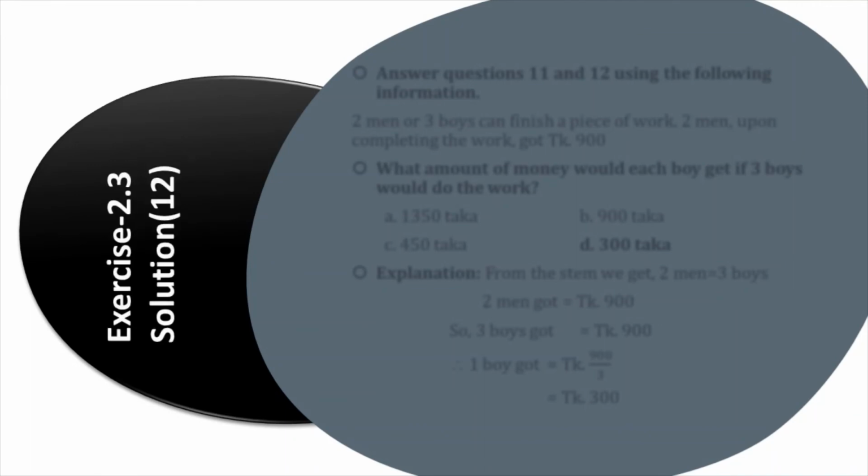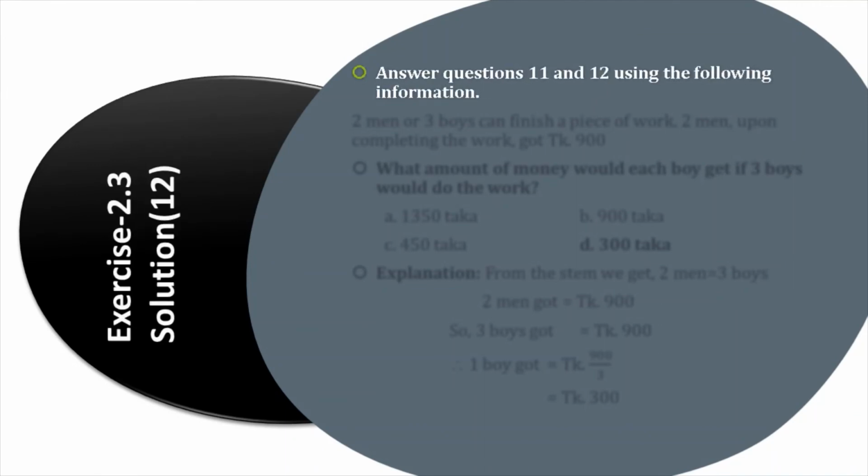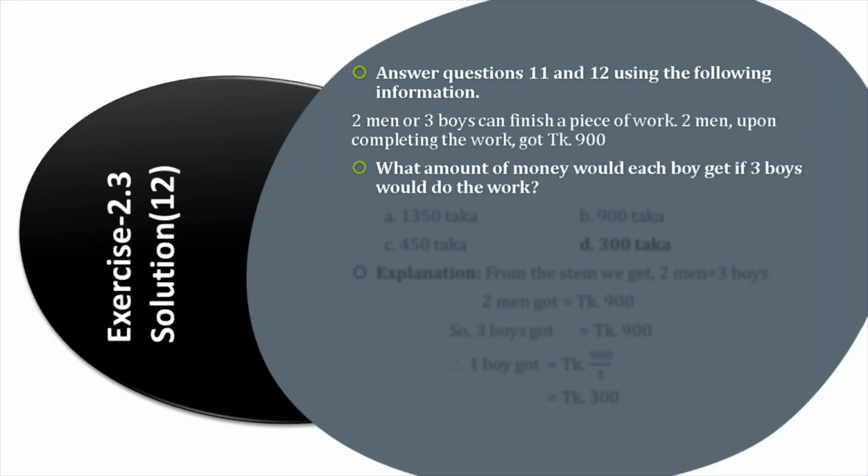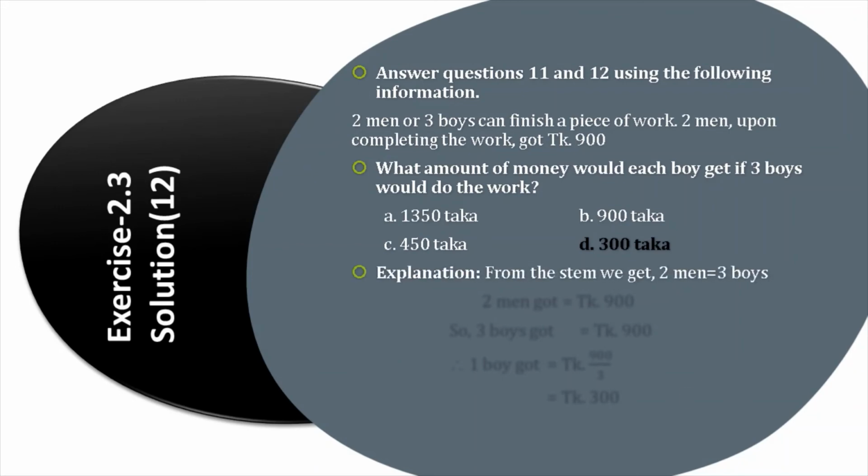Solution number 12. Answer questions 11 and 12 using the following information. What amount of money would each boy get if 3 boys would do the work? Let us see the options: 1350 taka, 900 taka, 450 taka, 300 taka. As you know, the desired answer is 300 taka. This is the marked part, 300 taka is our desired answer. Let us see the explanation of how we get this answer.